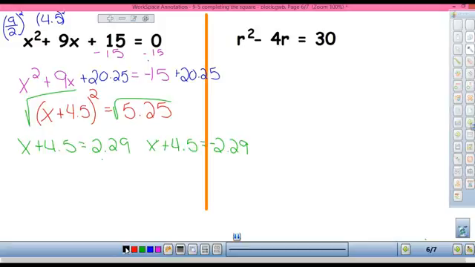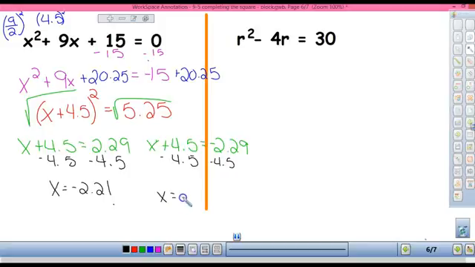Okay, Adrian, what's my last step? We've got two equations. Solve them both, yep. So how do I solve this? Subtract it. They're adding, yep. So minus 4.5, minus 4.5, x equals negative 2.21. All right, over here we're subtracting 4.5.